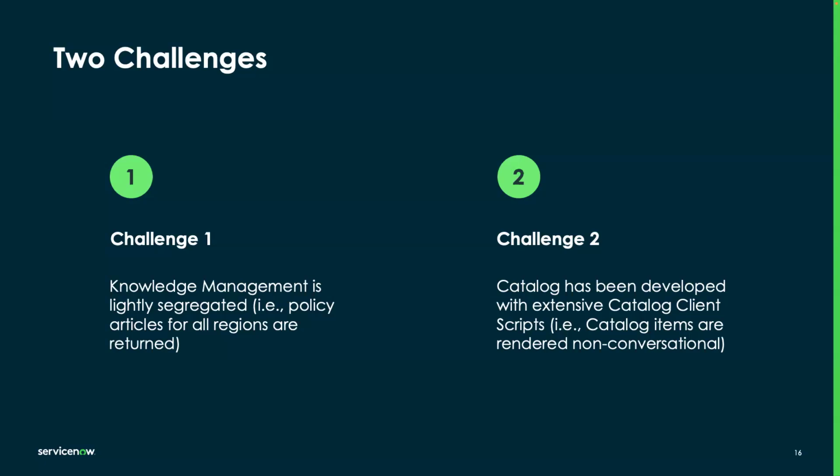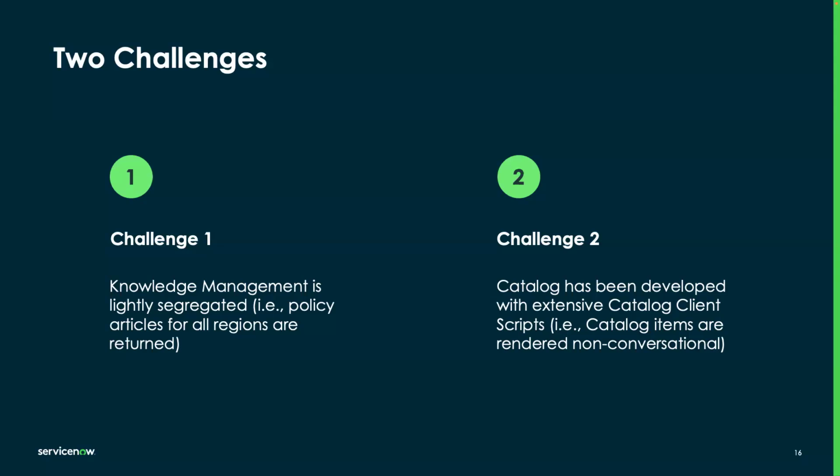The second challenge is that we've been using catalogs for years, and HR has been around for a long time. The scoped HR has been around since Istanbul, so for quite some time. We may have built our catalog without thinking about Now Assist or about catalogs being conversational. So all of our workflows and functionality is built into UI policies, scripted UI policies, and scripted catalog client scripts. Some of those functions within those scripts may not be compatible with our conversational catalogs.